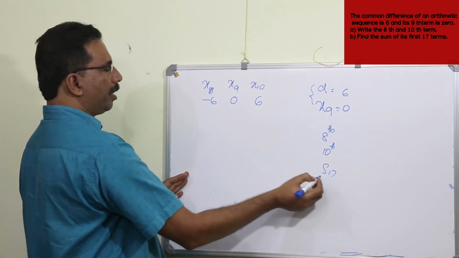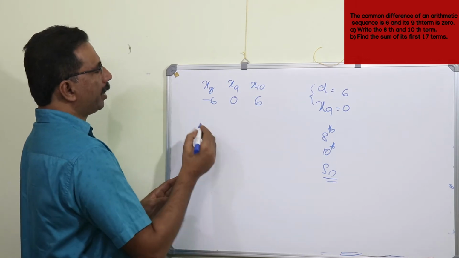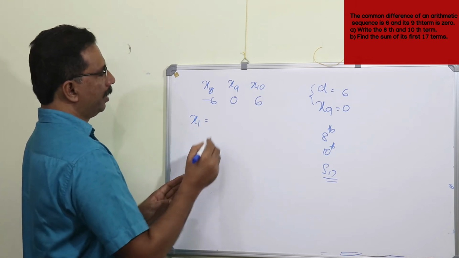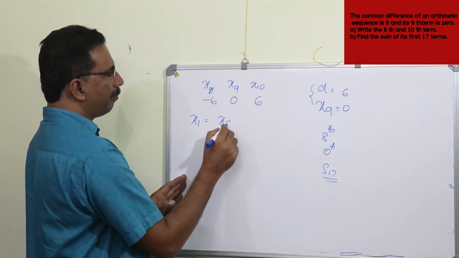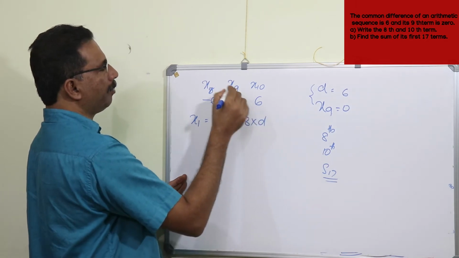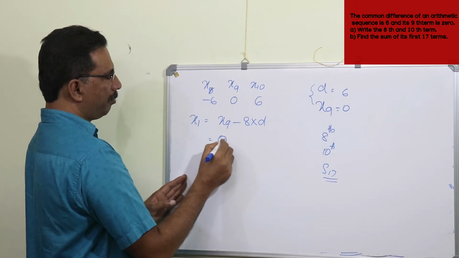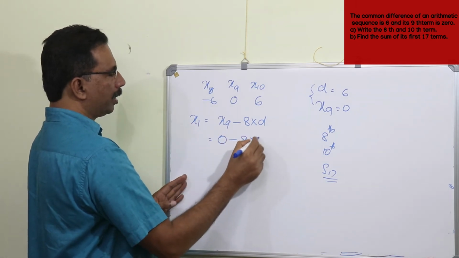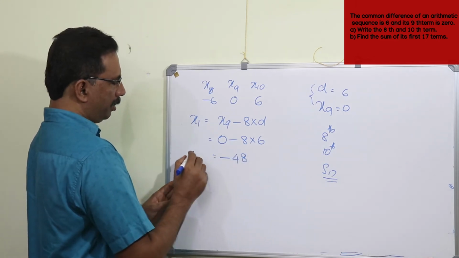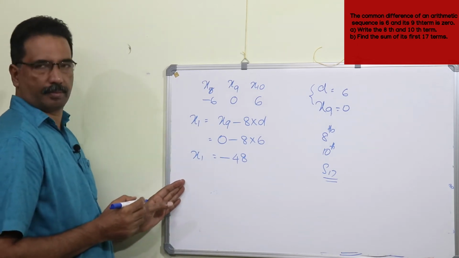Now we have to find out the sum of the first 17 terms. For that, we can come to the first term. What is the first term? It is x9 minus 8d, 8 into d. If we subtract 8 common differences from the ninth term, we reach the first term. 0 minus 8 into 6 is minus 48. This is the first term. First term is minus 48.